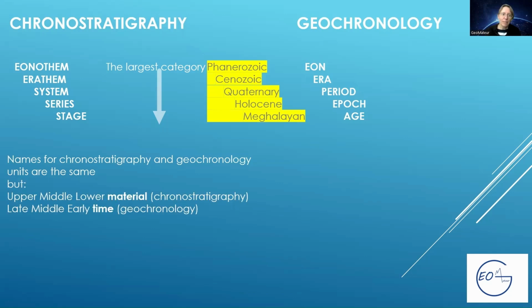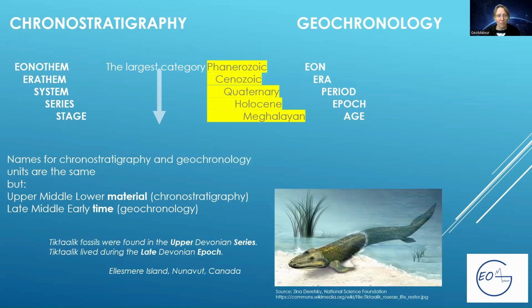But the terms upper, middle, and lower describe material and are used by chronostratigraphy. Late, middle, and early describe times. So that's used by geochronology. For example, Tiktaalik fossils were found in the Upper Devonian series. Tiktaalik lived during the late Devonian epoch.